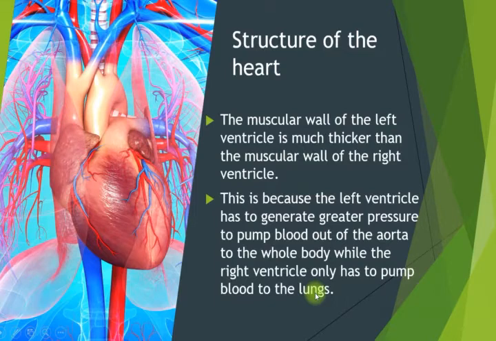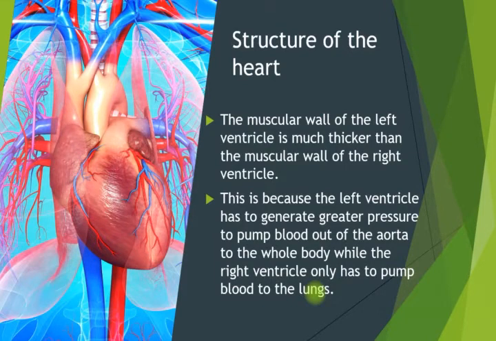So the reason why the muscular wall of the left ventricle is thicker than the wall of the right ventricle is, what is the reason? Because the left ventricle has to generate a higher pressure, or greater pressure, to pump the blood out of the aorta to the whole body.